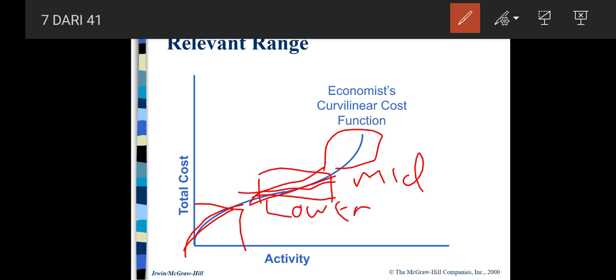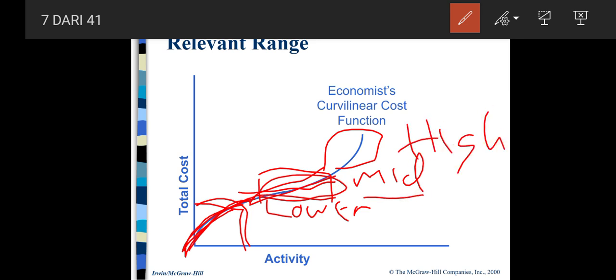Nah, jadi di lower dia akan meningkat secara drastis, lumayan drastis peningkatannya. Di mid dia akan cenderung flat di sini. And at the higher activity it will increase drastically again. So this makes the curve look like an S, kayak huruf S. Generally this assumption is made for a group of expenses.